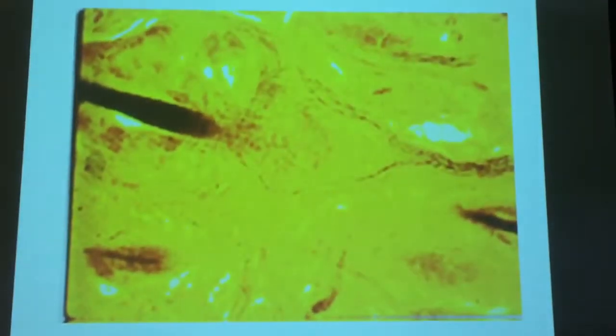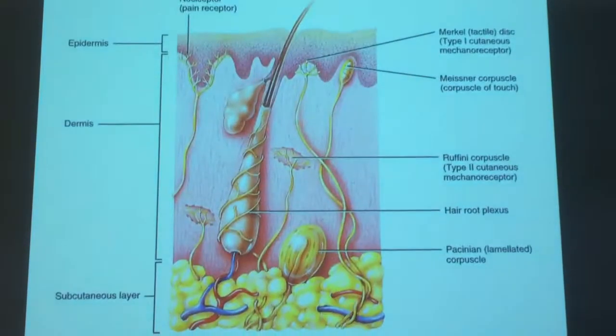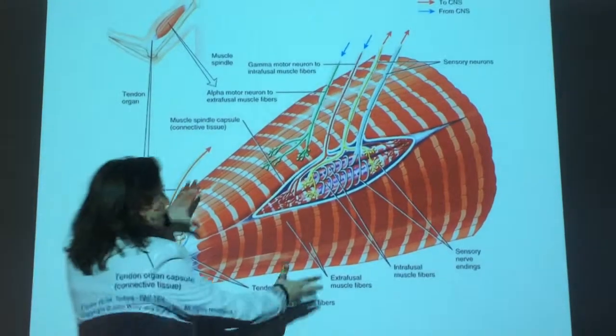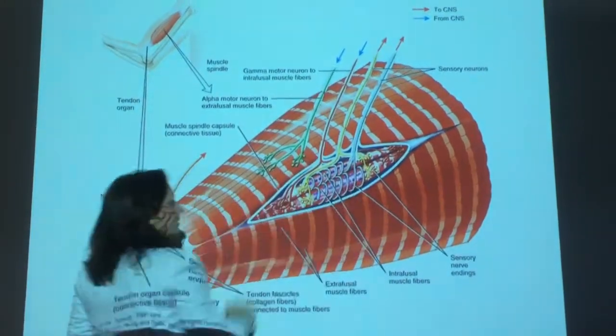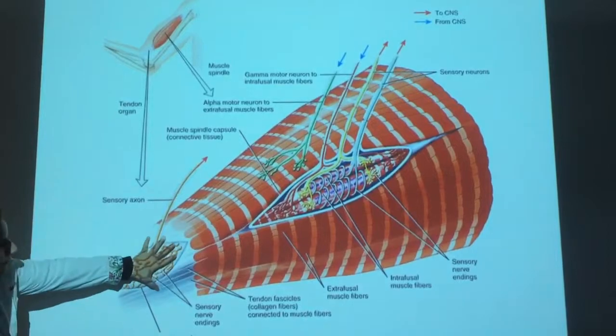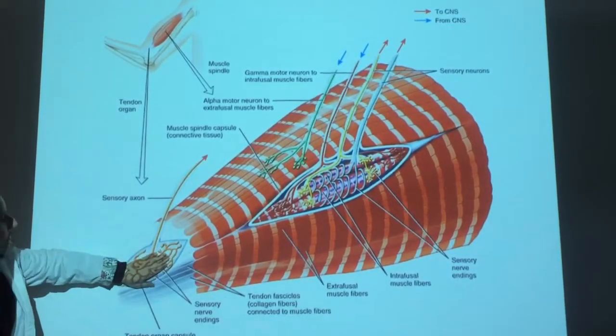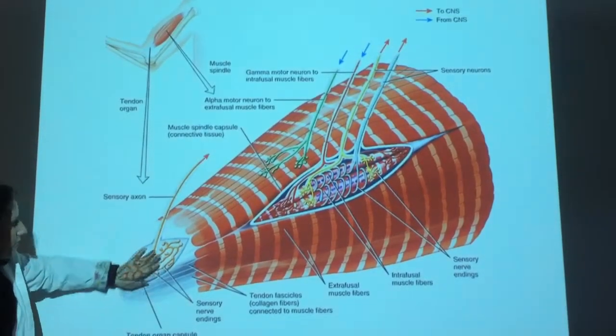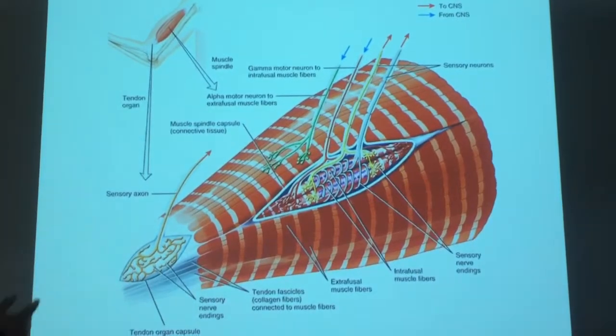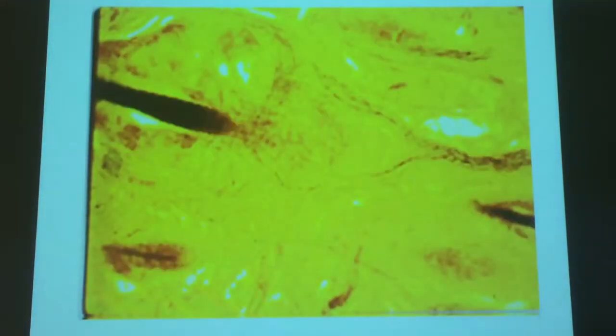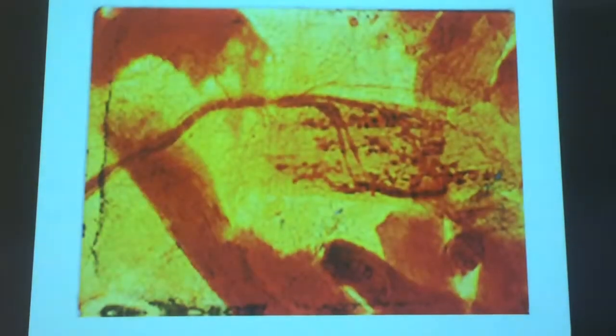Sorry. Okay. To the left. Right there. Go back. So this is a muscle. This is the muscle spindle. Go to the right. There it is, right there.